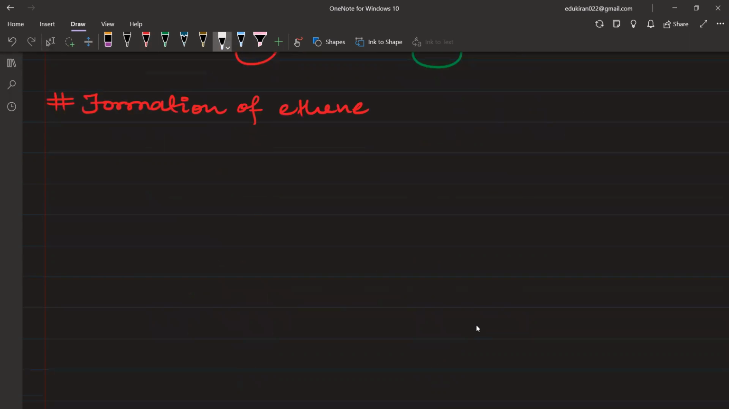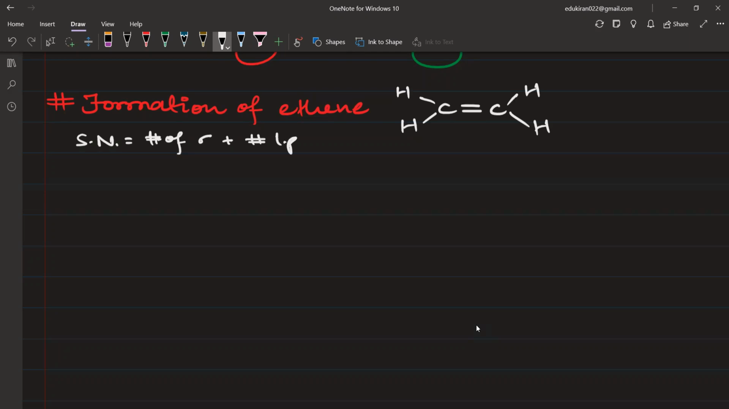Now, ethene has a structure. Hydrogen with a double bond carbon. And there are two hydrogens like this. Okay. Now, here you can see the steric number for both of these carbon atoms. The steric number is going to be what? Number of sigma plus number of lone pair. Tell me, guys, what is the steric number? What is the steric number here?